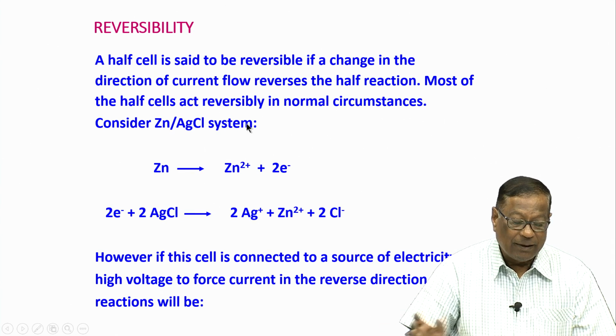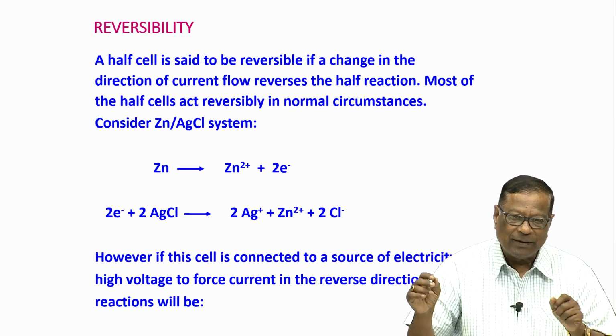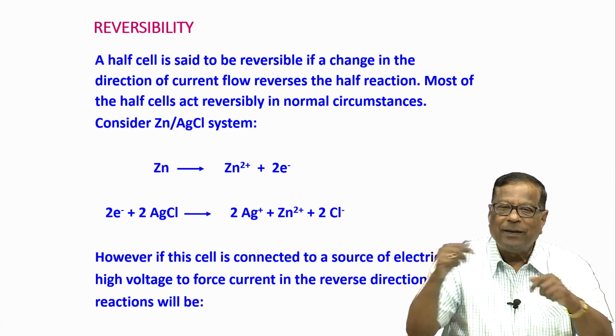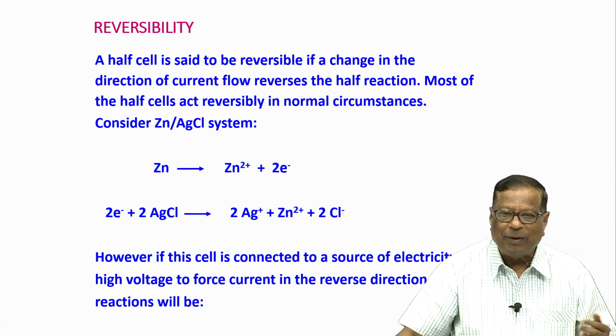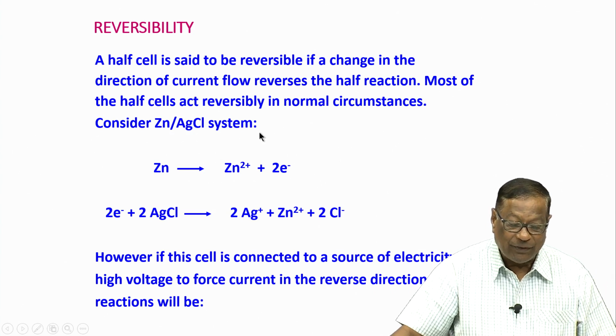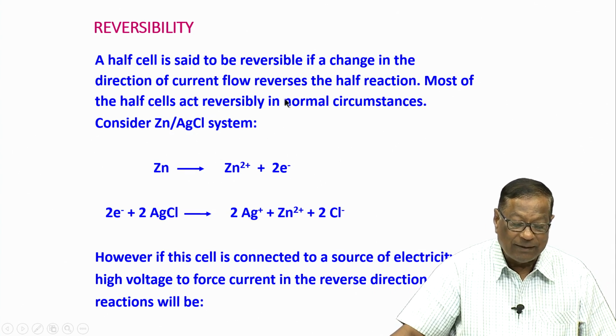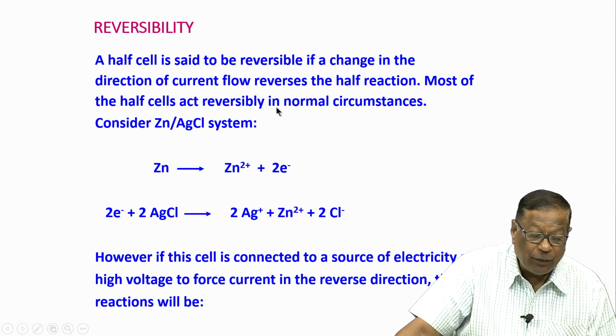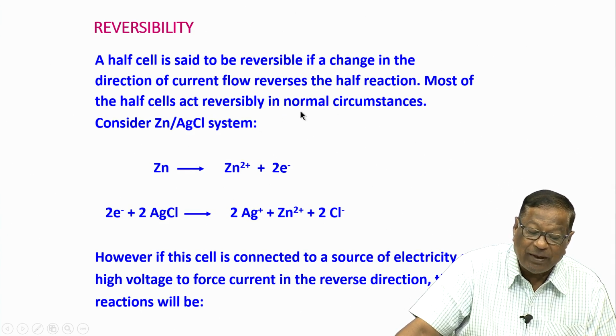So, that is if oxidation is taking place on one side, I change the polarity outside, then the reduction will be taking place in the solution. So, such a system is known as reversible reaction. So, most of the half cells act reversibly in normal circumstances.